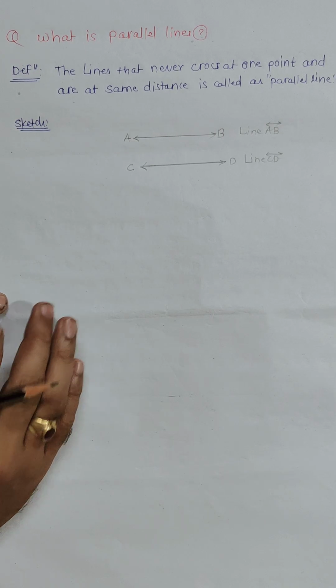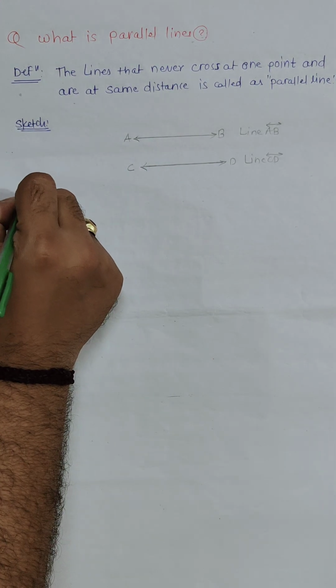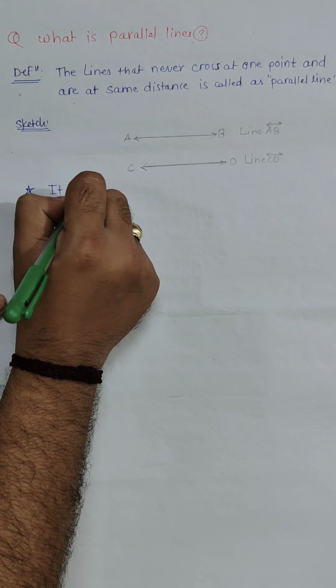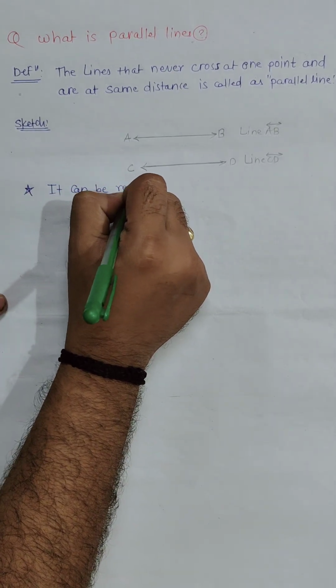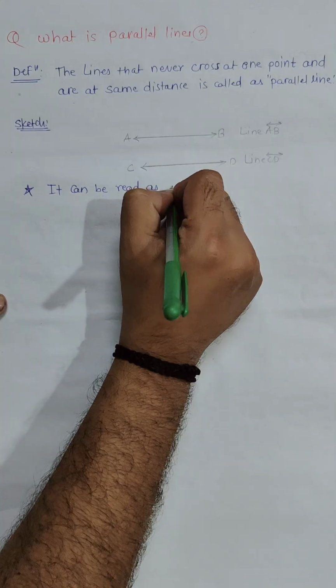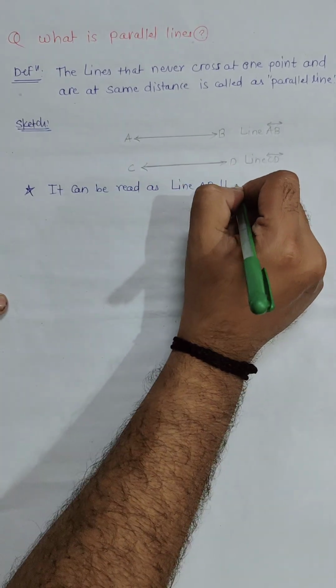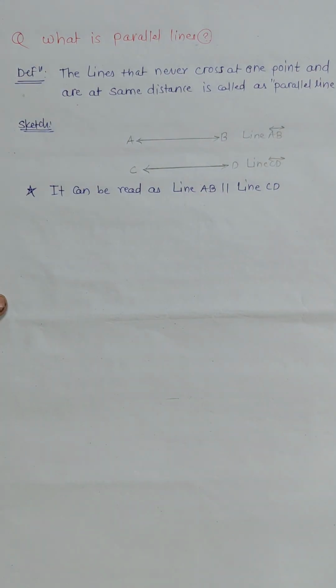Next important point of parallel line. It can be read as line AB parallel to line CD. Clear?